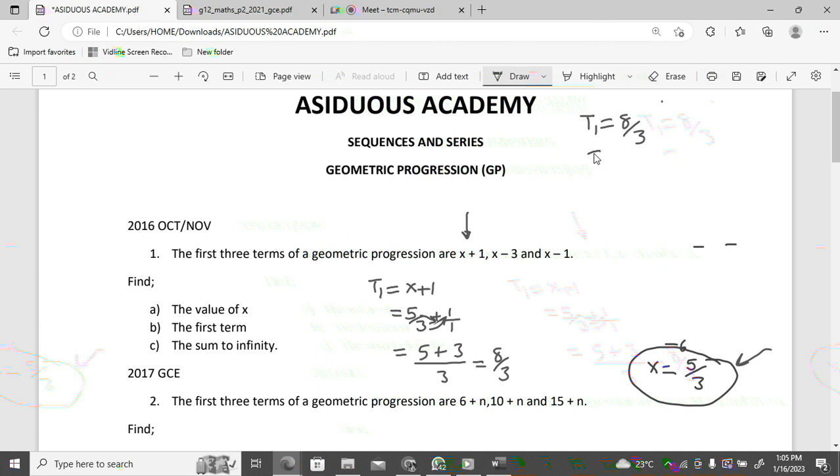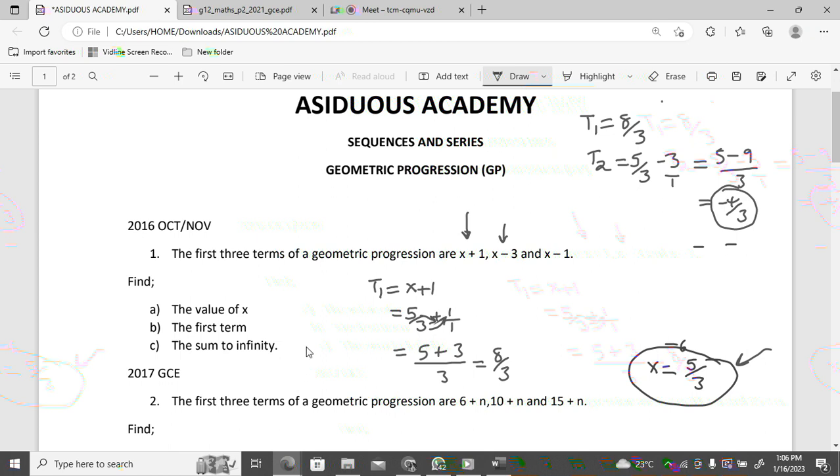And then the next one, let's find the second term. The second term is this one, which is x minus 3. But we know that x is 5/3. So it will be 5/3 minus 3. And this is going to give us 5 minus 9 over 3. And that is going to be what? 5 minus 9 is negative 4/3. So this is the second term.